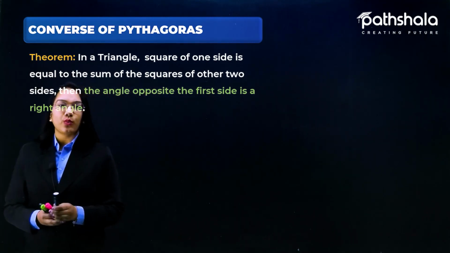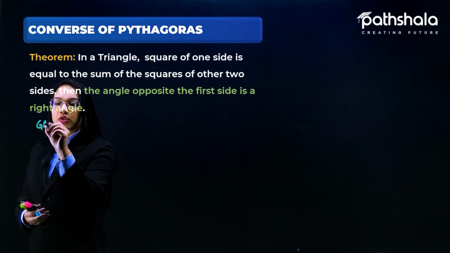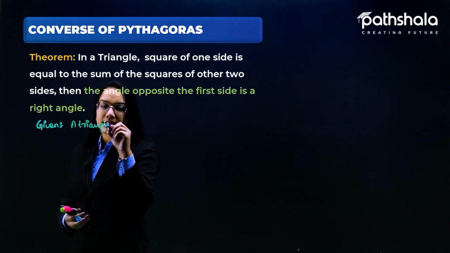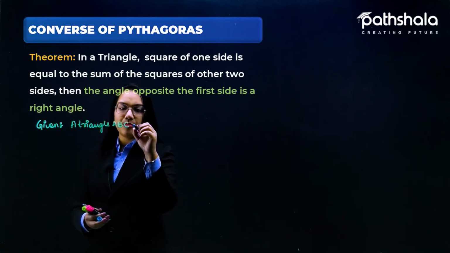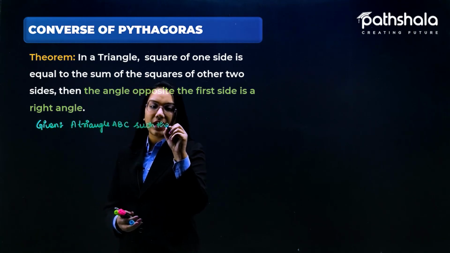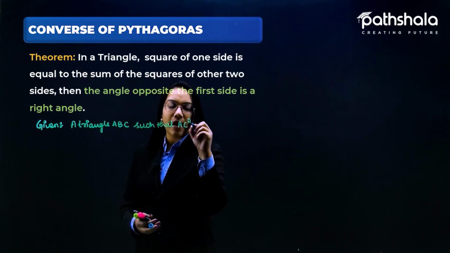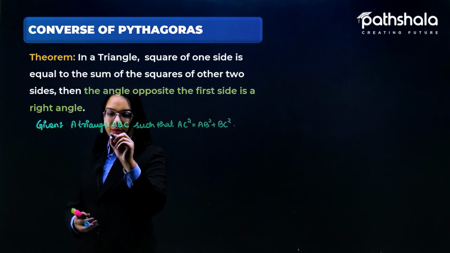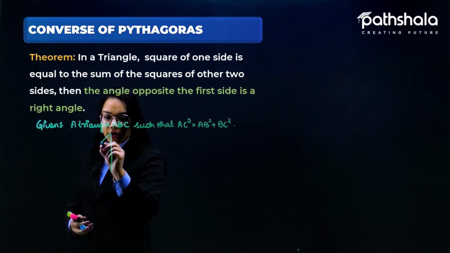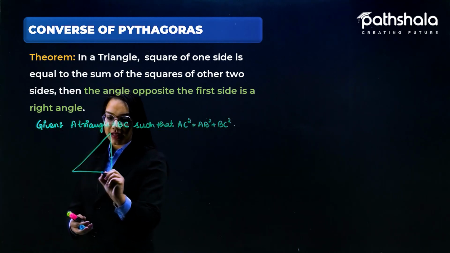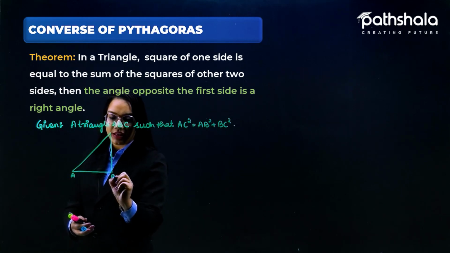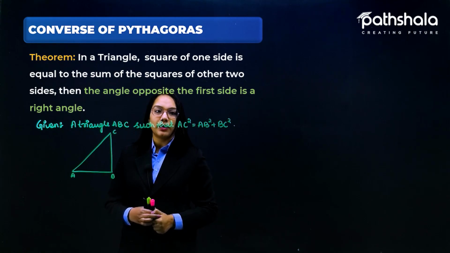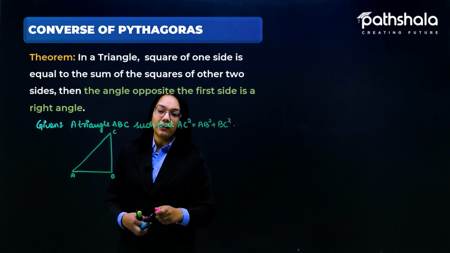First of all, we'll start with the given condition. What is given to us? Given is a triangle ABC such that AC square is equal to AB square plus BC square. This is the given statement. If I draw the triangle ABC over here, as you can see in this triangle ABC, we have AC square equal to AB square plus BC square, which is already given to us.